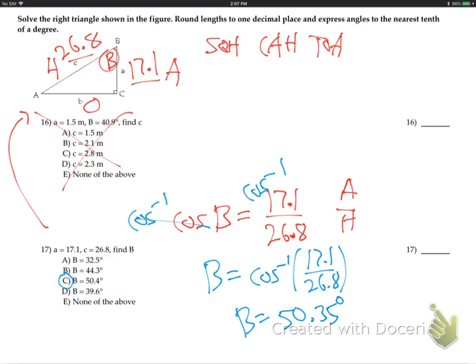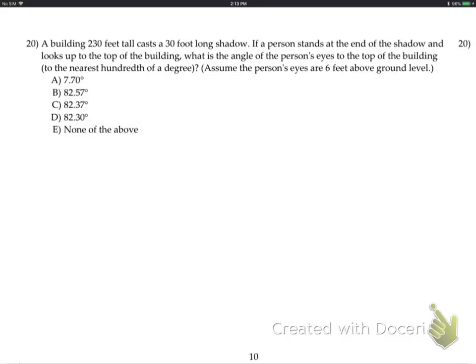And one more, number 20. I'm printing a math problem. All right, so a building 230 feet tall casts a 30-foot shadow. A person stands at the end of the shadow and looks up to the top of the building. What is the angle of the person's eyes to the top of the building? Round to hundredths of a degree. Assume the person's eyes are 6 feet above ground level.